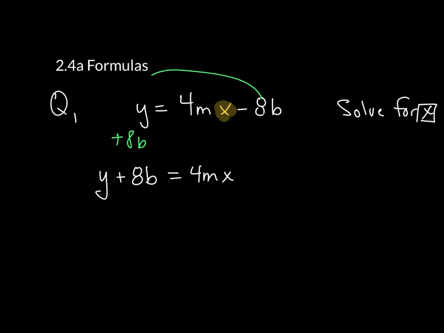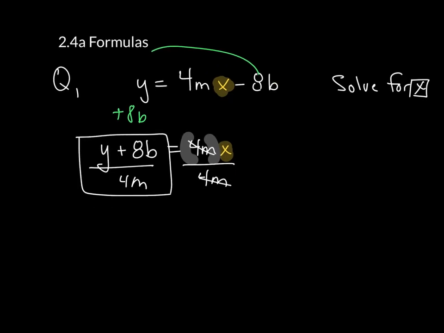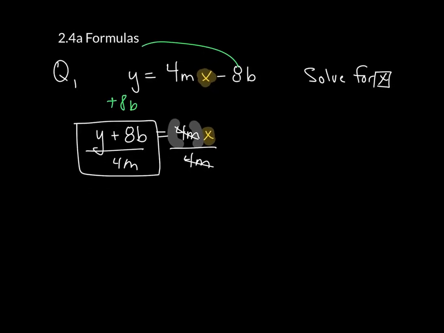And again, our final goal is to get this x all by itself. So anything that's not x, in this case that 4m, we want to divide both sides by 4m. And this is actually our final answer because 4m over 4m is 1. I know it might look a little strange, but that's exactly the way we want to leave it.